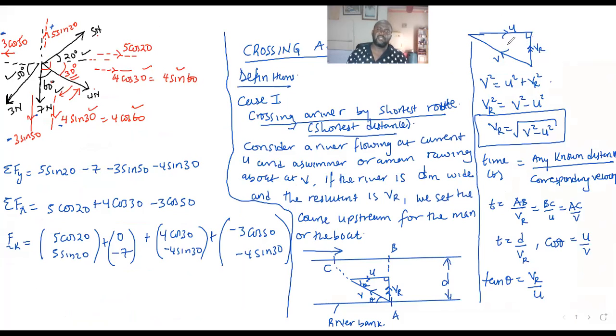From this Pythagoras theorem, you would get V squared is equal to VR squared plus U squared. So when you make VR the subject, you'll get V squared minus U squared. That's where the subtraction comes from.